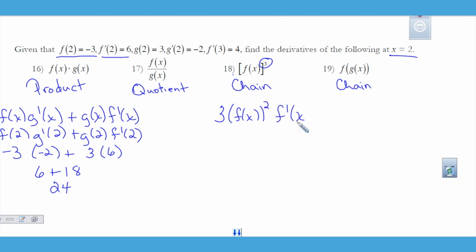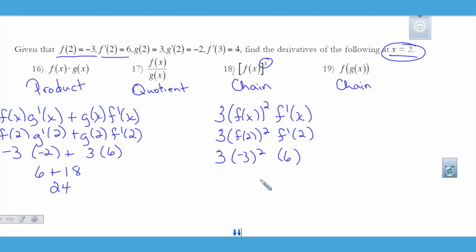Now notice that I'm doing all of this symbolically. And then I plug the value that they tell me, the 2, in. So 3 f of 2 squared f prime at 2, and then you just plug your values in. So you have to write it out symbolically, plug your value of x in, and then figure out what your value is. f of 2 is negative 3, and f prime of 2 is 6.